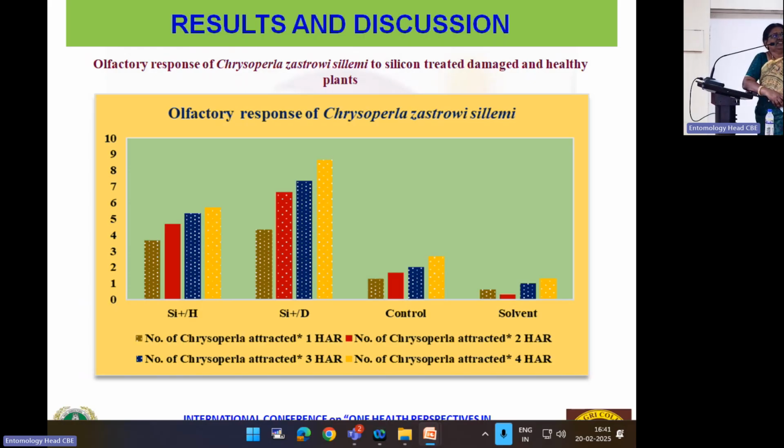This is just to indicate the olfactometer study, the orientation response of Chrysoperla. The orientation response of Chrysoperla was significantly high after 1 hour, 2 hours, 3 hours, and 4 hours in silicon supplemented damaged plants when compared to silicon supplemented healthy plants.